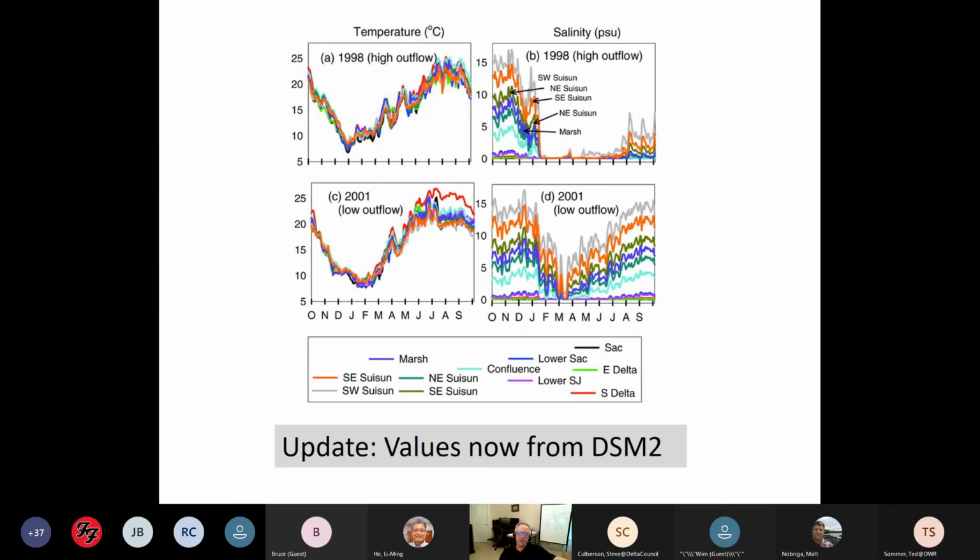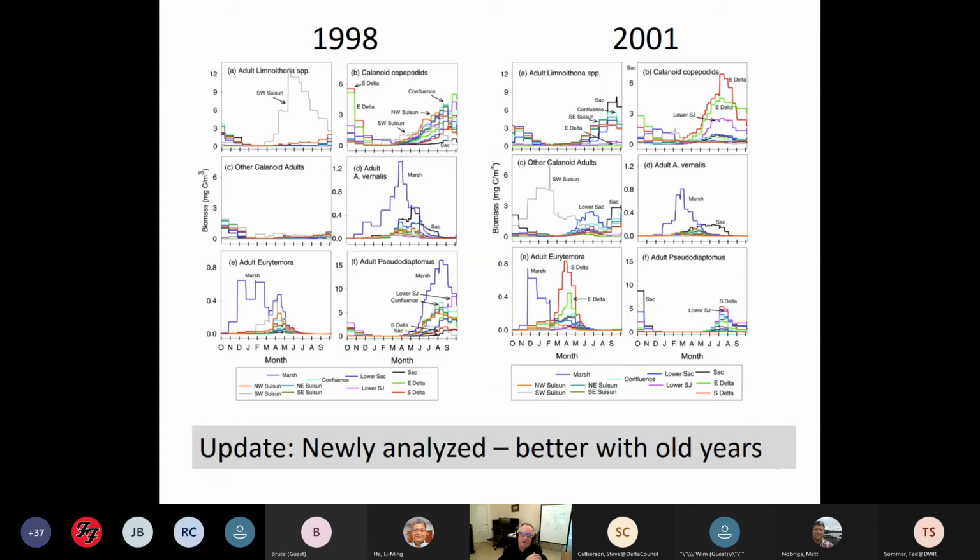So this was that 1998 to 2001 again. Remember, we have a temperature for every day, for every box, for every year, and a salinity value for every box, every day, every year. No missing values here. The update was that these are now from DSM-2. We have food, and that's why I think this model is quite good at feeding and growth-related questions that you want to look at.